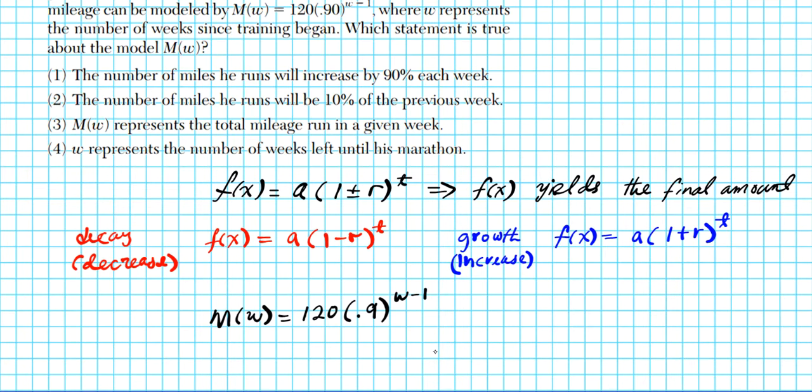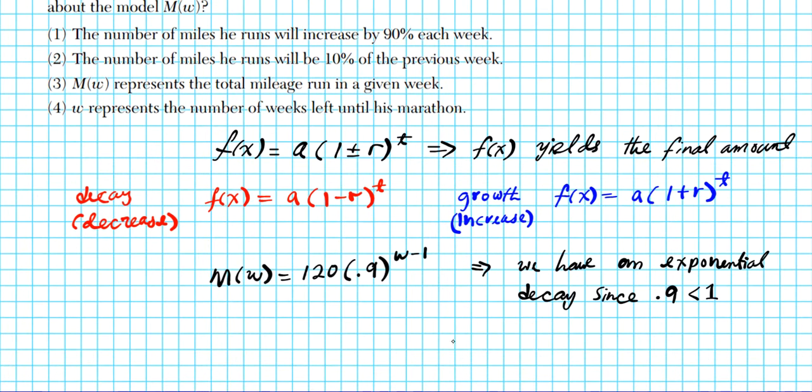Let's put it down. We have an exponential decay. Decay means decrease, okay? Exponential decay since the quantity in the parenthesis 0.9 is less than 1, okay? So what is the decay rate in this particular case? What is the decay rate? To figure out what the decay rate is, we're going to use this formula up here. We have 1 minus r, the quantity in the parentheses, equals 0.9, okay? So let's solve this for r.